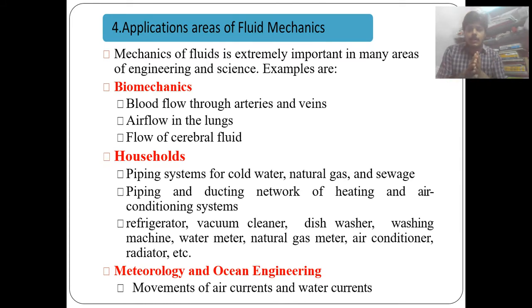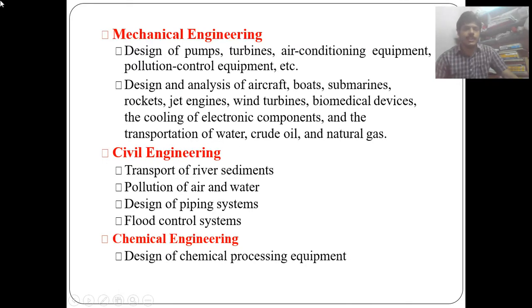Piping and ducting networks of heating and air conditioning systems, a refrigerator, vacuum cleaner, dishwasher, washing machine, etc. Natural gas meter, air conditioner. These are all examples and applications you may observe in our daily routine in households. Also, in meteorology and ocean engineering, we may see movements of air currents and water currents. These are the applications in ocean engineering.